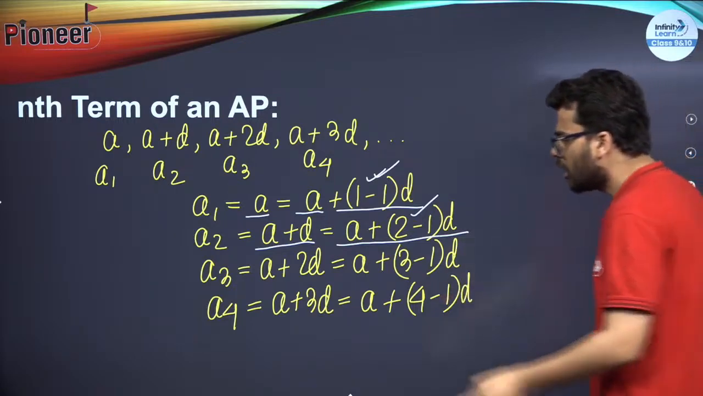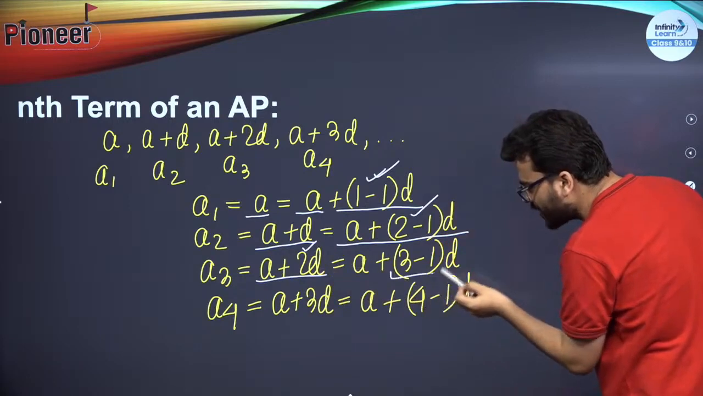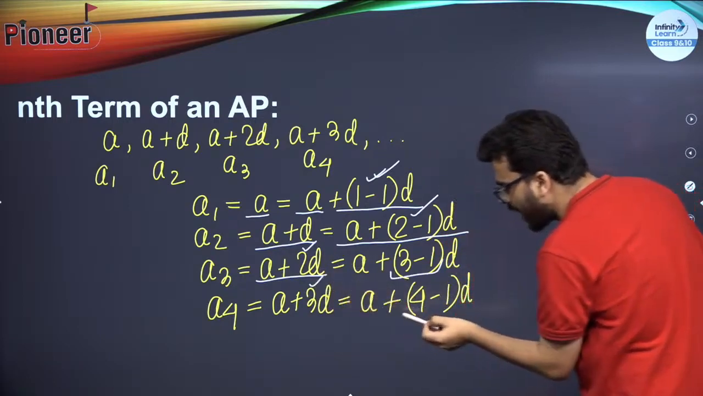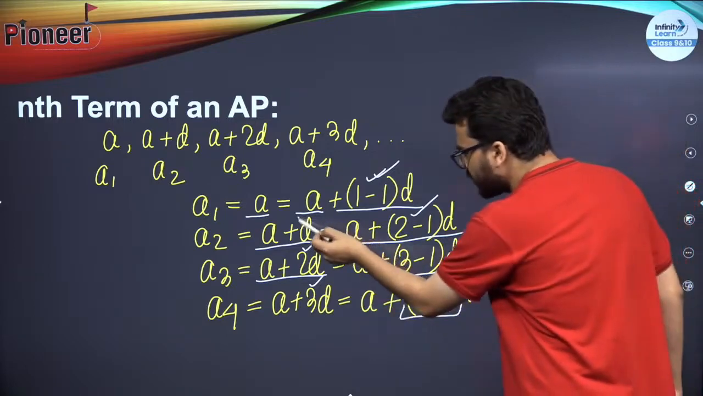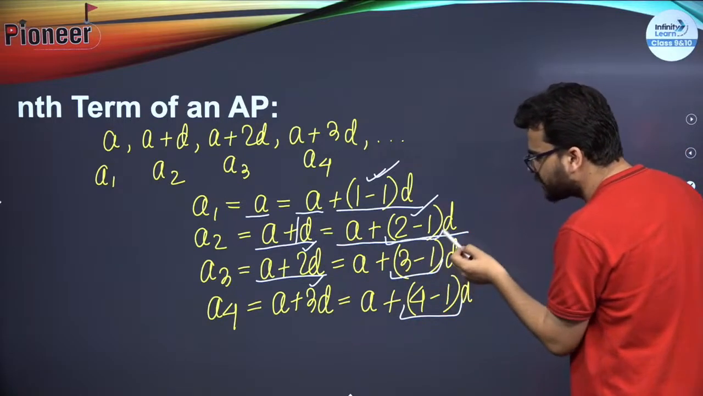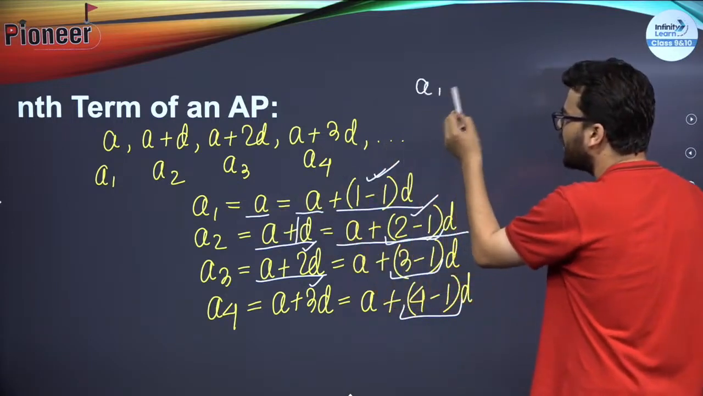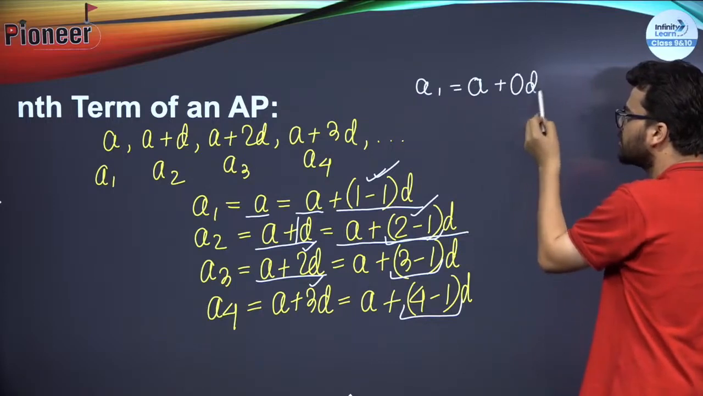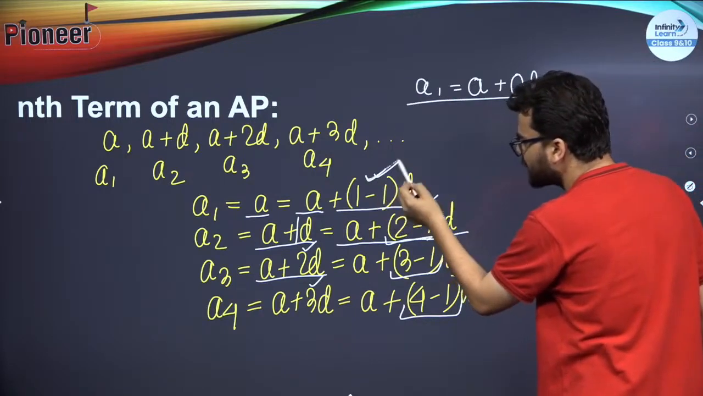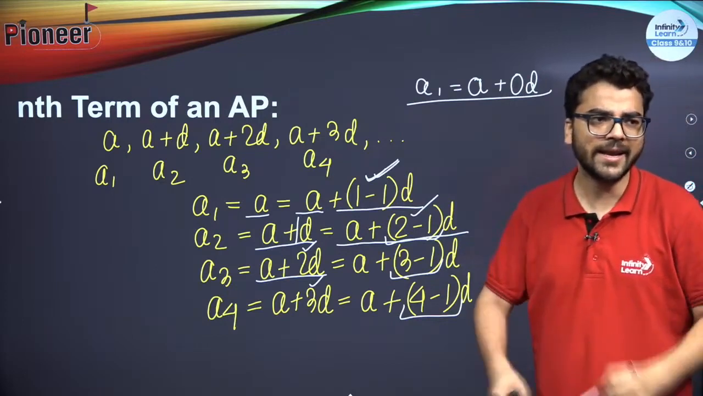You see the pattern. Now a plus 2d, in place of 2 I am writing 3 minus 1. In place of 3 I am writing 4 minus 1. Can I do that, Ayush? In place of 1 I am writing 2 minus 1. In place of 0, the first term is nothing but a plus 0d only, na? Just use your logic. So 0d can be written as 1 minus 1 into d. Is this clear up till here, guys? Tell me. Any doubt in that?